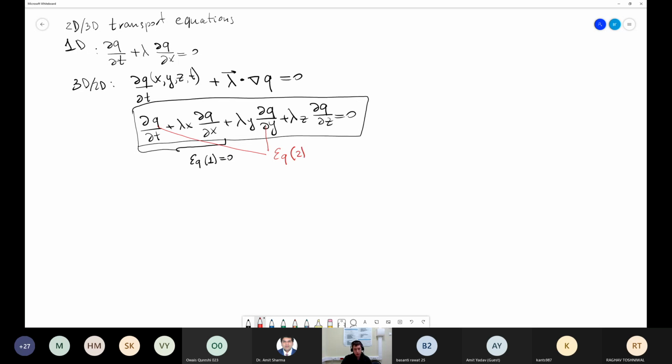Equation 2 equal to 0, and initial condition obtained from the solution of equation 1. Then dq over dt plus lambda y dq over dy equal to 0, and finally use this part of this equation as equation 3 equal to 0 with the initial conditions from equation 2. dq over dt plus lambda z dq over dz equals 0 with the initial conditions obtained from step 2, from the solution of equation 2.